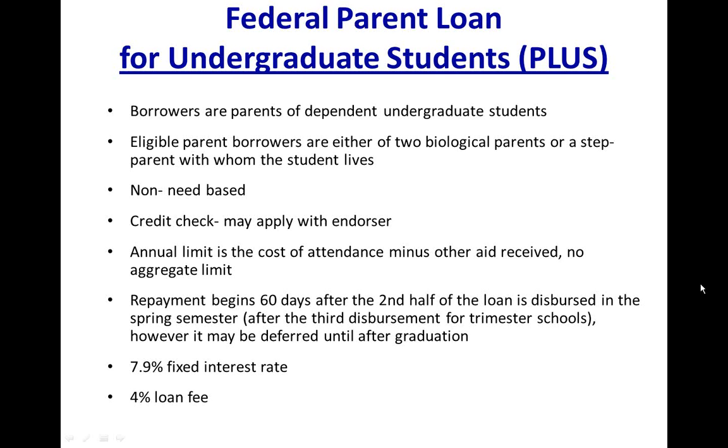So as long as the student's enrolled at least half-time, which for a semester-based school is typically 6 credits a semester. You're talking about 12 credits a semester for full-time, and that would be 6 credits for half-time. This loan has a 7.9% fixed interest rate, and it has a 4% loan fee.